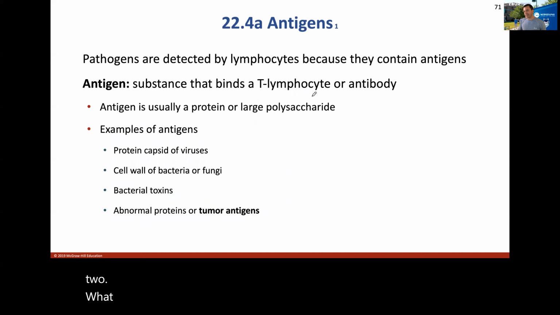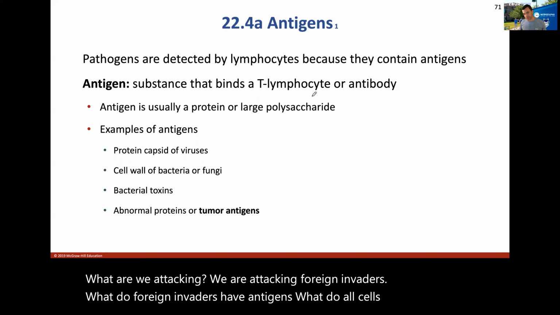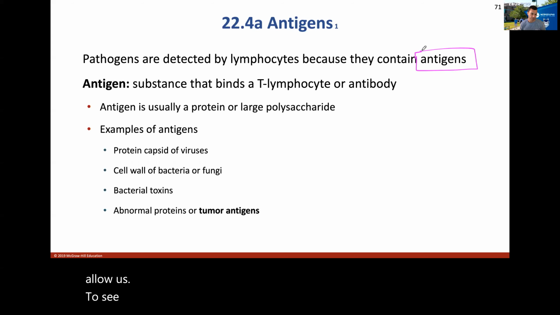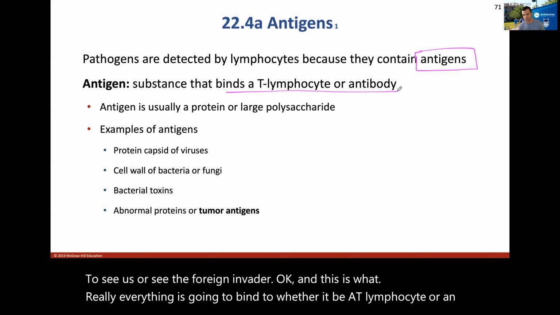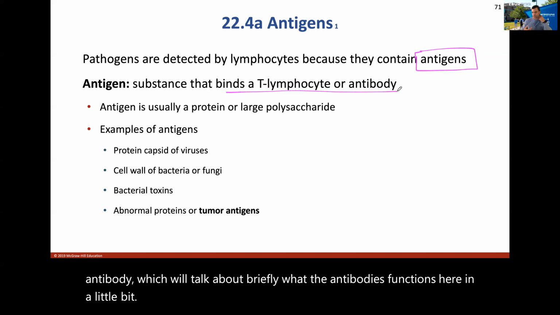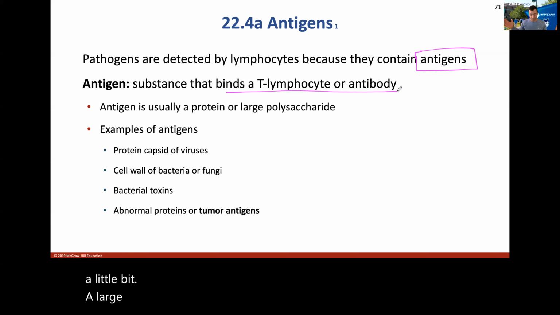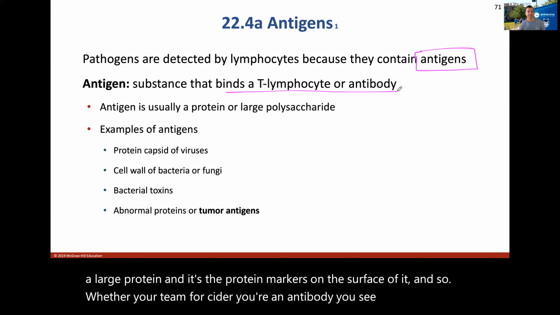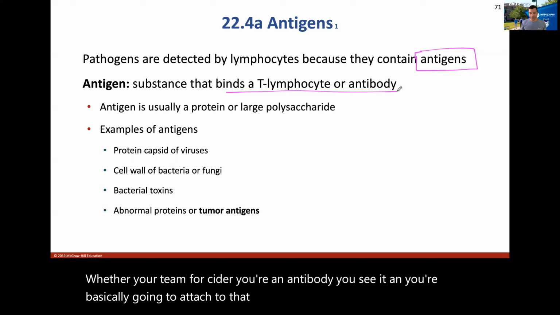What are we attacking? We are attacking foreign invaders. What do foreign invaders have? Antigens. What do all cells have on their surface? Antigens. Antigens are the markers on the surface of cells that allow us to see us or see the foreign invader, okay? And this is what really everything is going to bind to, whether it be a T lymphocyte or an antibody, which we'll talk about briefly with the antibody functions in a little bit. It's a large protein, and it's the protein markers on the surface of it. So whether you're a T lymphocyte or an antibody, you see it, and you're basically going to attach to that thing.